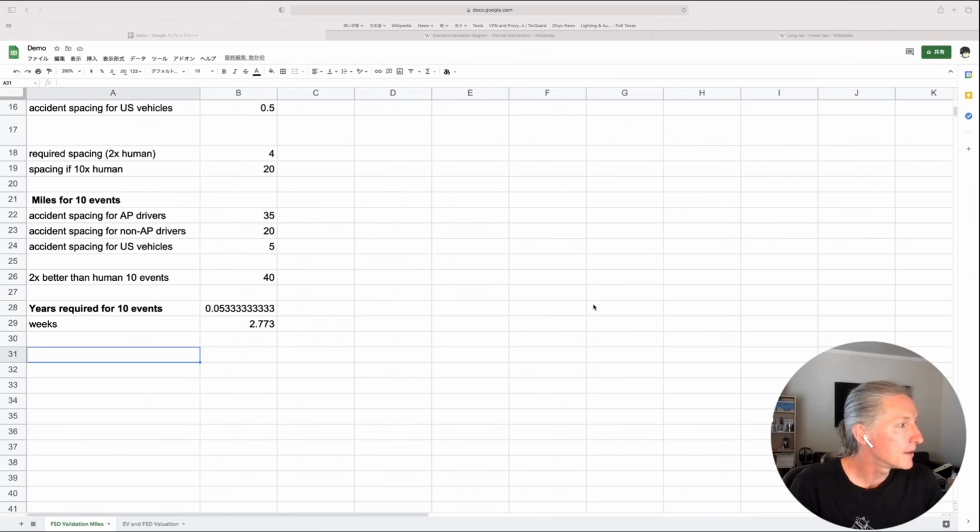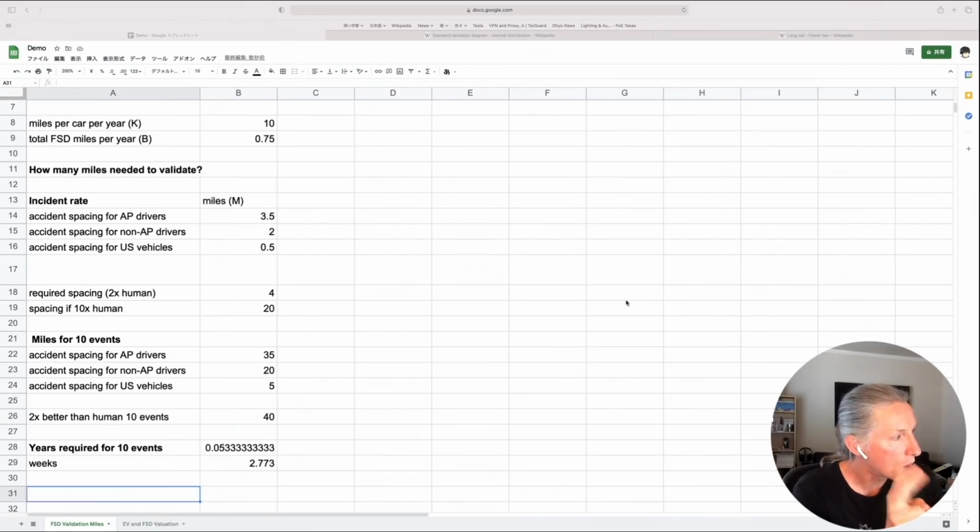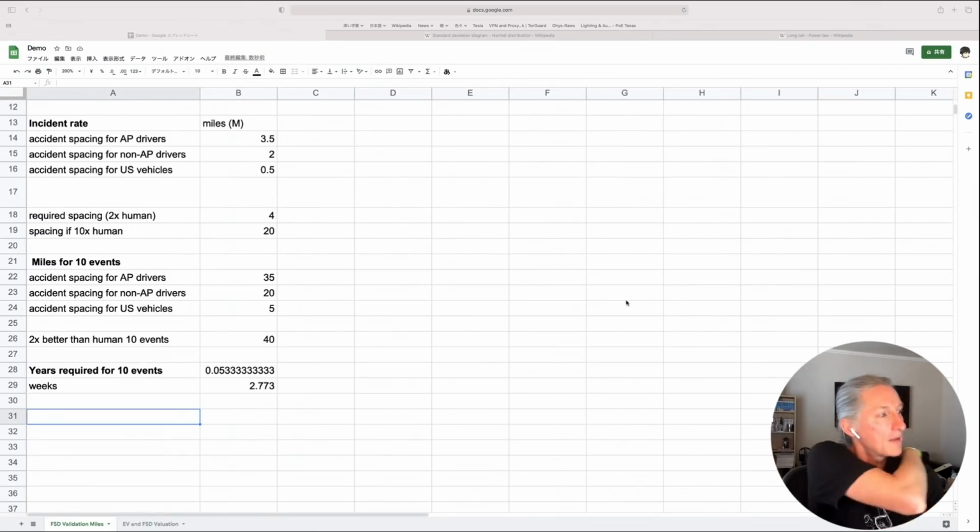Okay, there's one other thing. There's a more conservative case that's worth considering, and that is, what if the comparison is fatal accidents in non-Tesla cars? I mean, fatal accidents in Tesla cars, I guess we don't know what the fatal accident rate in Tesla cars is. We could speculate that it's, we could take this same multiple.